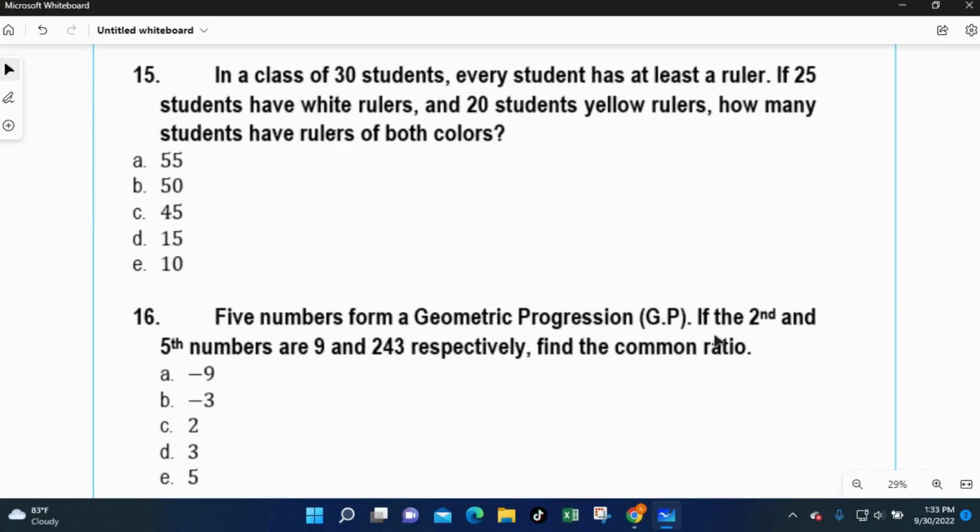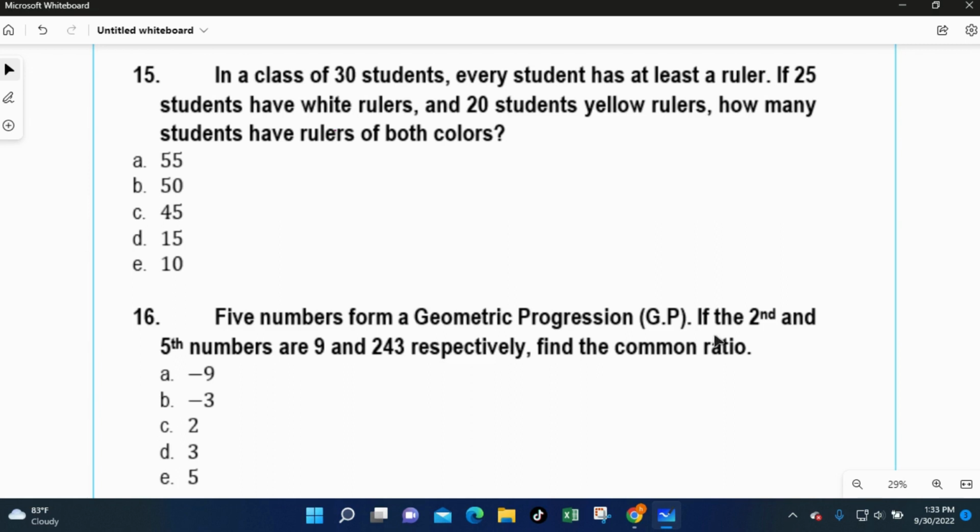Hello viewers, in our video tutorial we are going to look at two questions that came out in the NECO 2021 examination, the objective past questions 15 and 16. But if you haven't taken exams like this, you're going to benefit so much from the solution we are going to provide to these two questions on sets and GP. In these two questions, we are requested to solve and the options are provided.